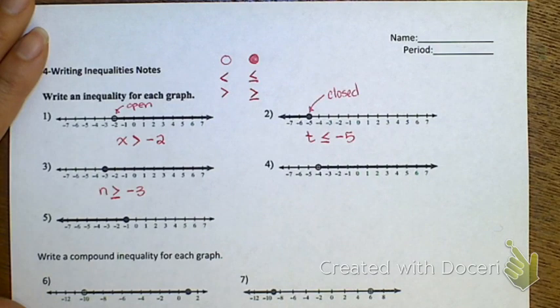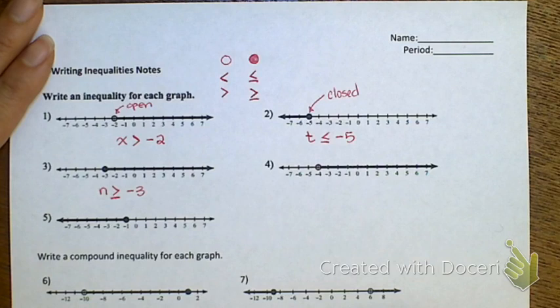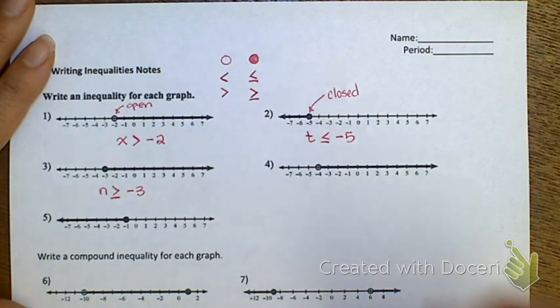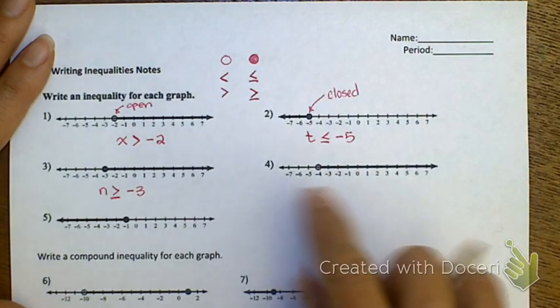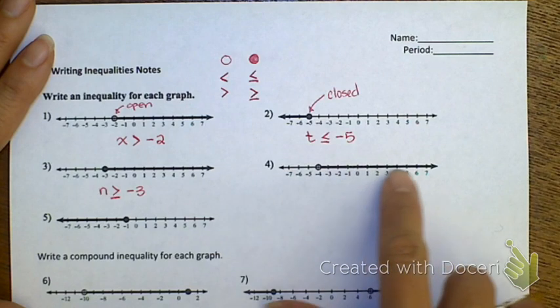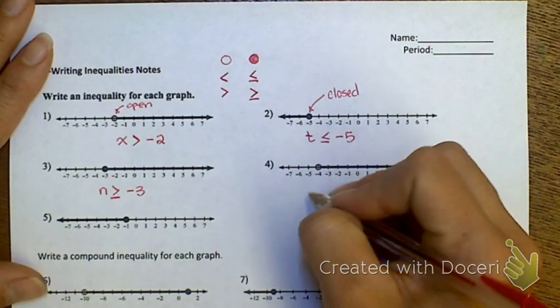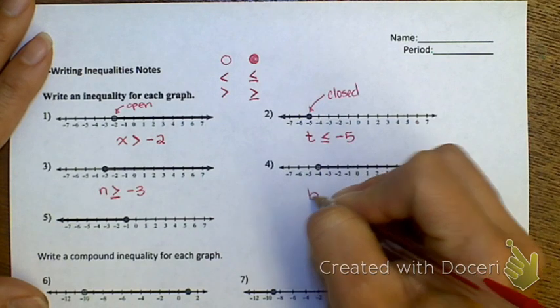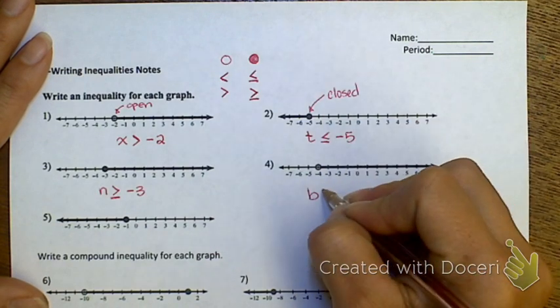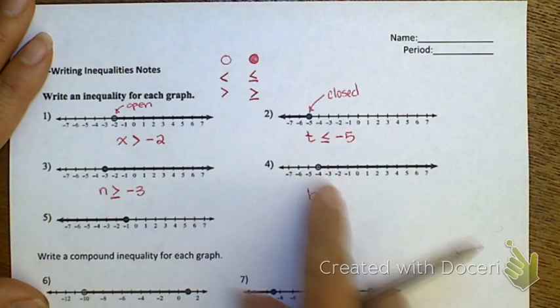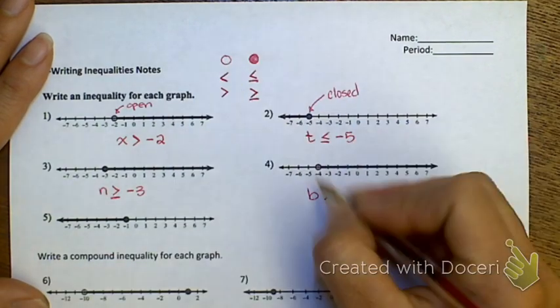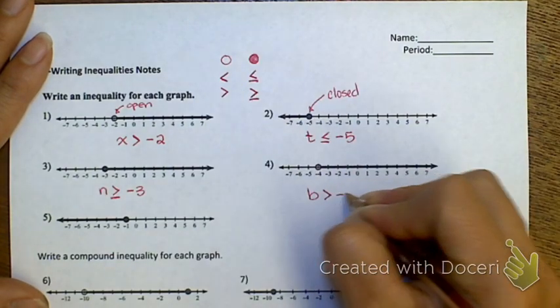Okay, next, go ahead and try example number 4. For example number 4, I see it's an open circle. It looks like the values are increasing, so they're getting larger and larger. So my inequality is going to read some variable, and I can pick any variable I want, is greater than, because it's an open circle. I don't want to have a line there. Greater than -4.